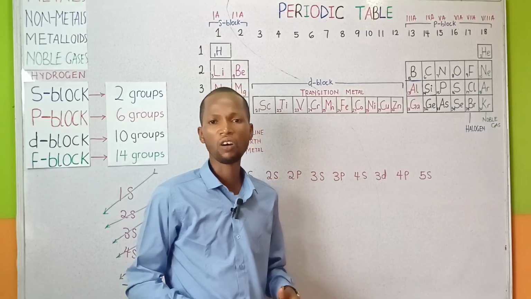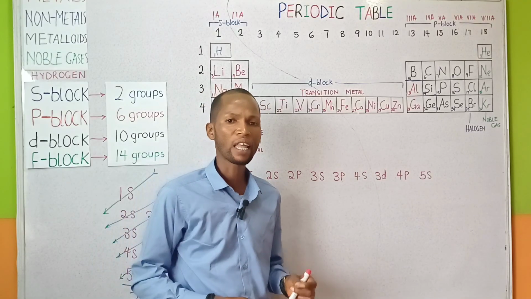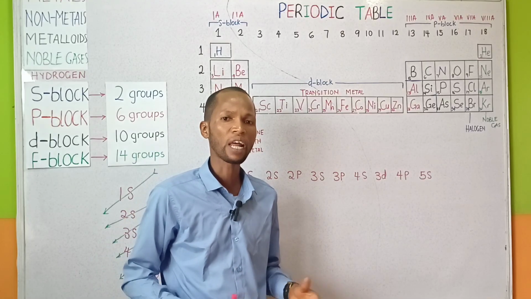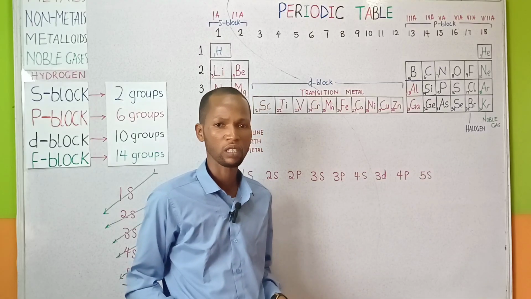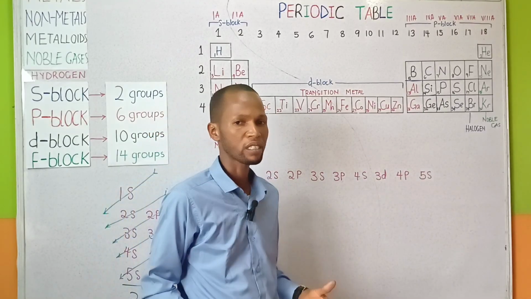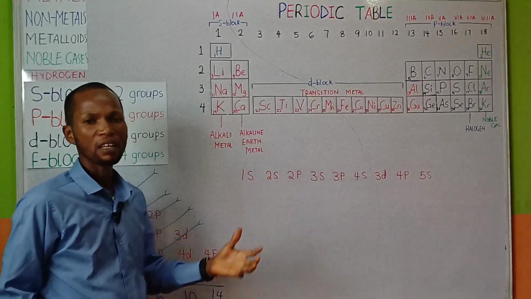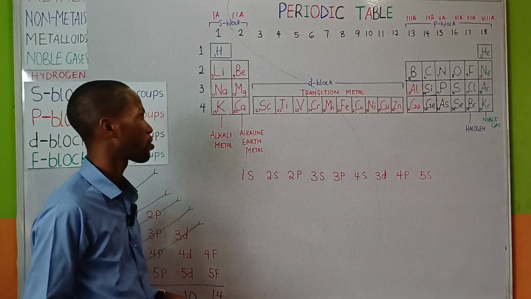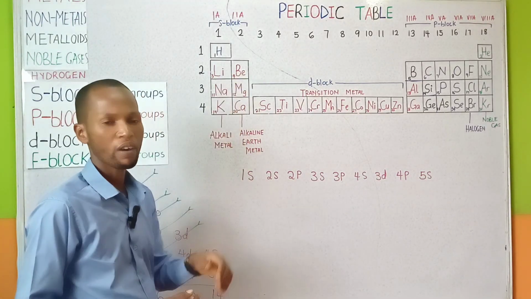While in the case of a charged atom, we consider whether the element is losing or gaining electrons in order to come up with the correct electronic configuration. So we are going to start with the electronic configuration of elements in the s block. I'm going to pick an element in the s block and express its electronic configuration. So let's take lithium, for example.